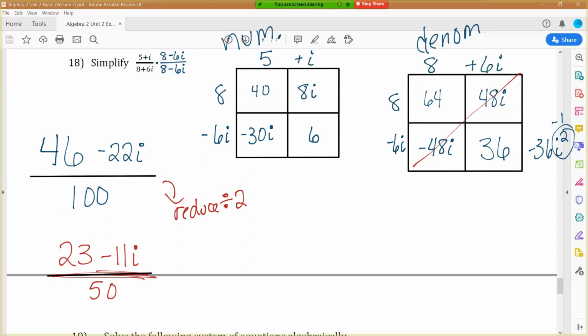Questions on this one? So this one, you actually get 1 point for your numerator, 1 point for your denominator, and then 1 point for reducing your answer. So 3-point question.